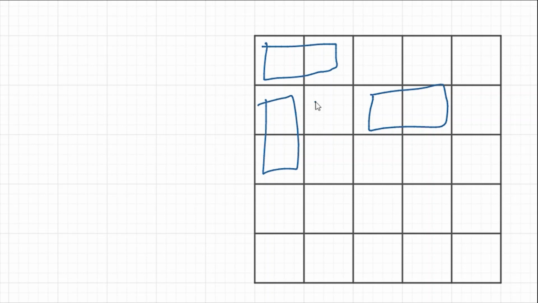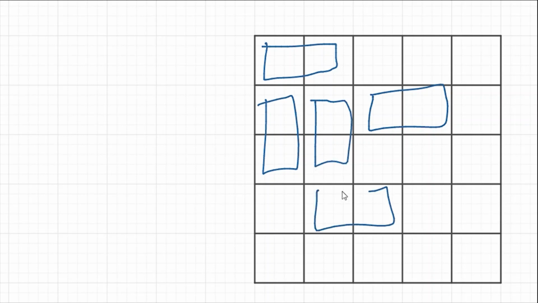Today I've got a fun problem for you. What we're going to do is consider this 5x5 grid, and we're going to add some dominoes onto this grid. Perhaps our first domino could be there, our second one could be there, and so on. We're going to keep adding these dominoes.